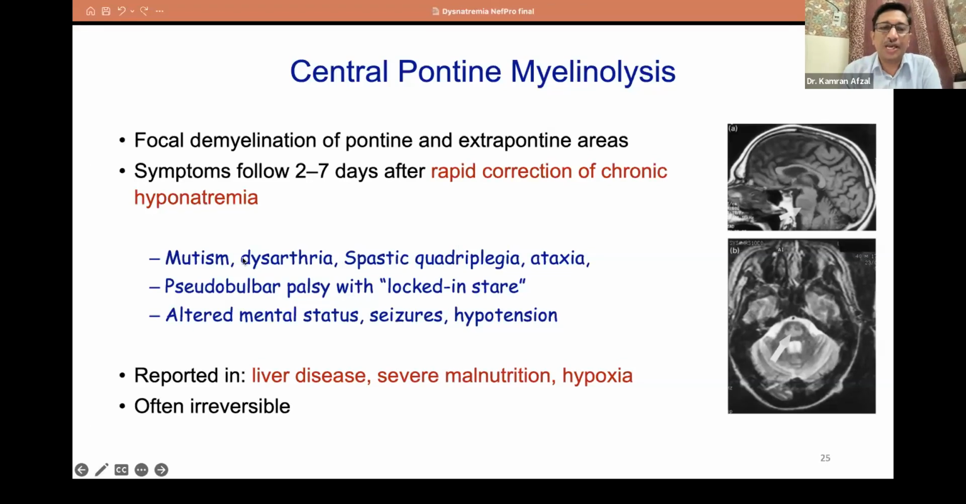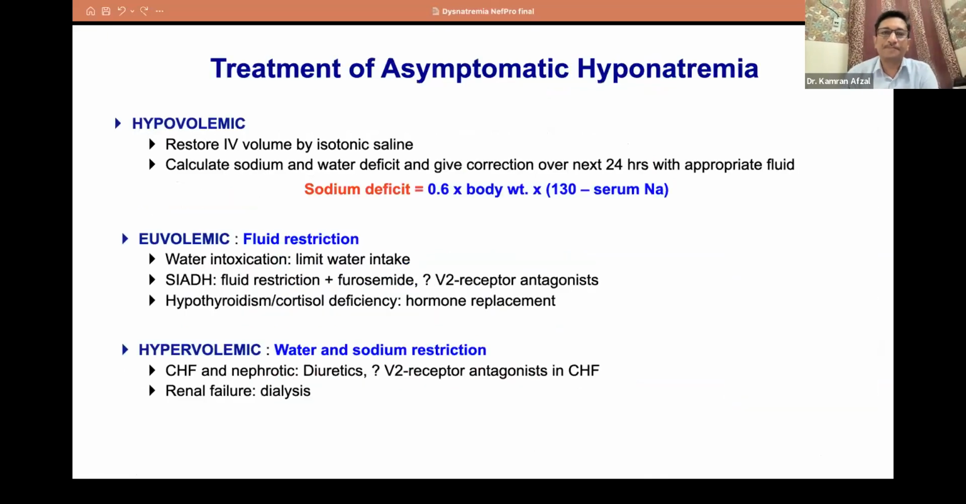These patients often have mutism and dysarthria, and more serious cases may develop ataxia and quadriplegia, or sometimes even pseudobulbar palsy, seizures and hypotension. This central pontine myelinolysis is more often associated with patients who have chronic liver disorders or severe malnutrition. And often, if it is not corrected in time, it may become irreversible.